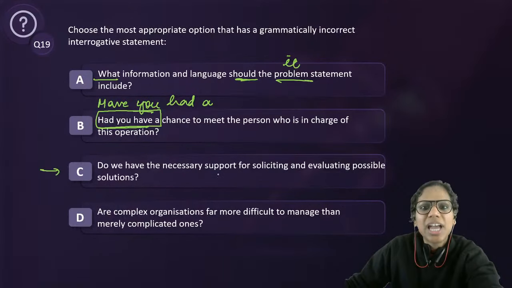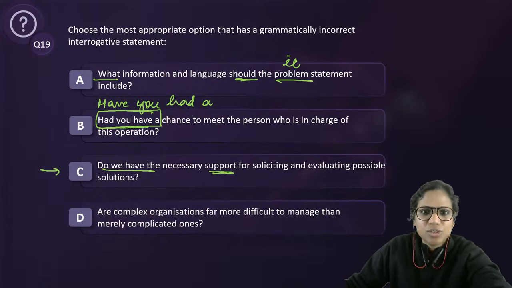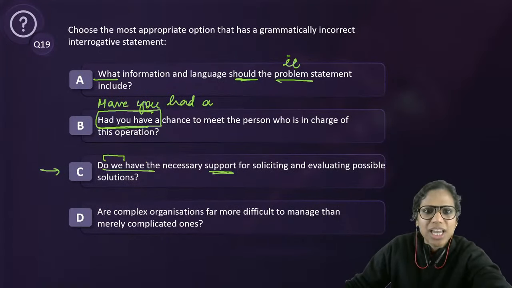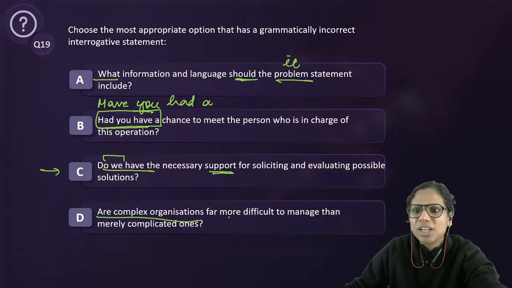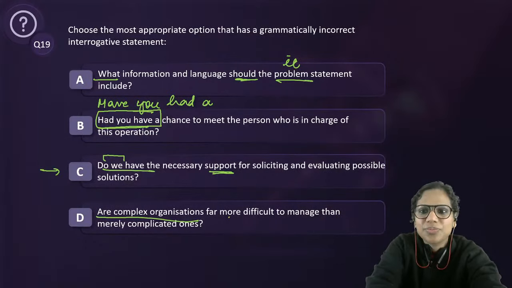C is fine. Do we have the necessary support? Do we have the support that we need? So this is fine, no error here. Do we have, this is the structure. Are complex organizations far more difficult? Even this is fine. So B is the erroneous one. I expected more B's here. What has happened, guys?